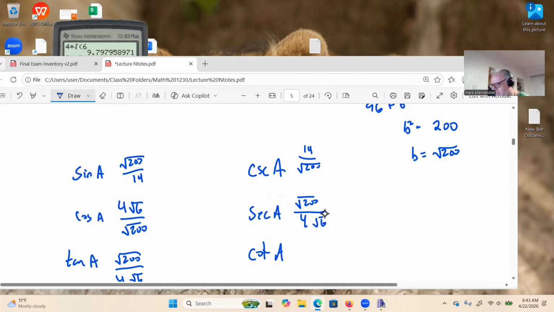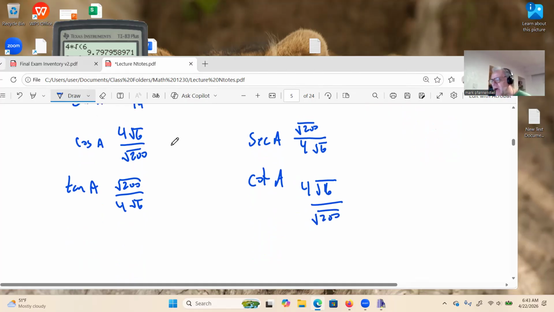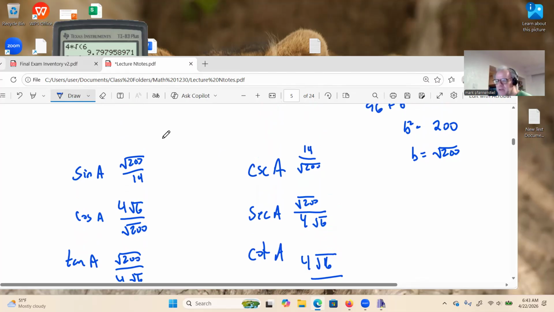There we go. And then finally, cotangent is going to be 4 root 6 over the square root of 200. Now we have to go through and rationalize denominators. This one's already done because 14 is a rational number. We don't have to worry about that. Now we have to figure out what's going on here, the square root of 200.